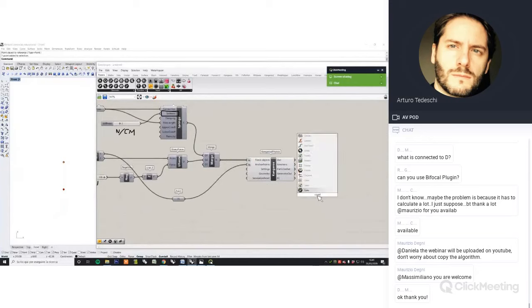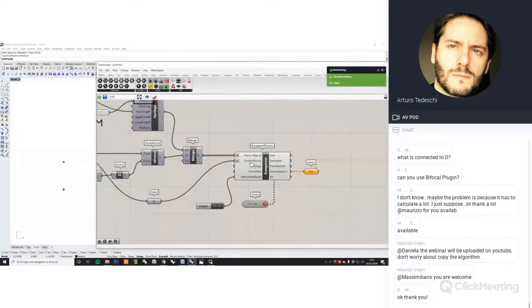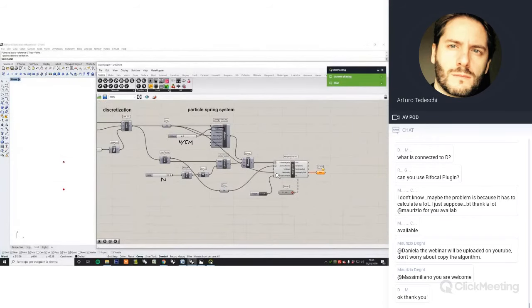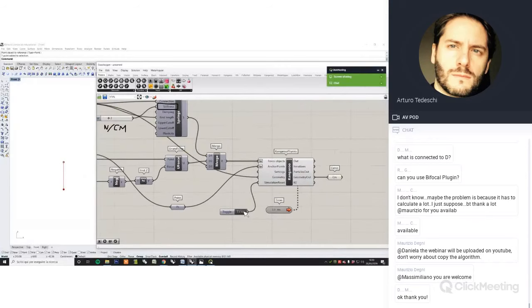Okay. So curve output, timer, and toggle. Like this and like this. We want to simulate the behavior of our line. So line is connected here into geometry. So if I double click now this one, if I trigger, as you can see, we have an elongation of our original curve.